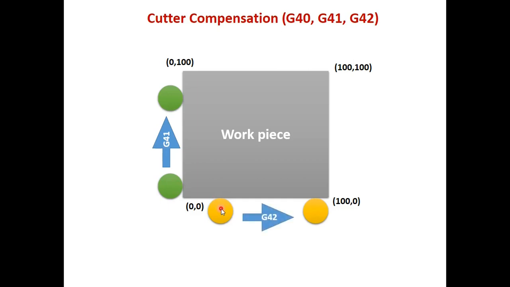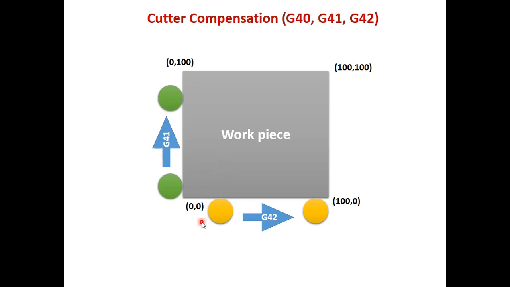Okay, I'll explain one more time. We have the workpiece. Suppose you are taking a clockwise milling operation. We start from 0,0, then move to 0,100, 100,100, 100,0, and then again to 0,0. That is clockwise motion. What is happening when I'm doing any clockwise motion? Left side is the tool and right side is the workpiece. So we have to use G41.